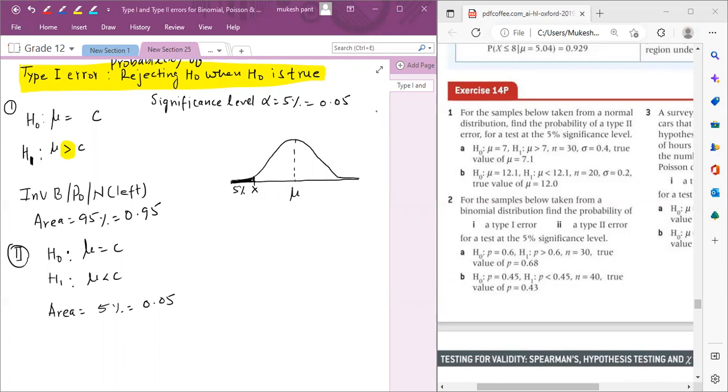If in the alternative hypothesis the mean is greater than C, the area is 0.95. And in the second case, if in the alternative hypothesis the mean is less than C, the area will be 0.05. This is because the significance level is 5%. Most questions will be based on a 5% significance level, right? So we take some questions.